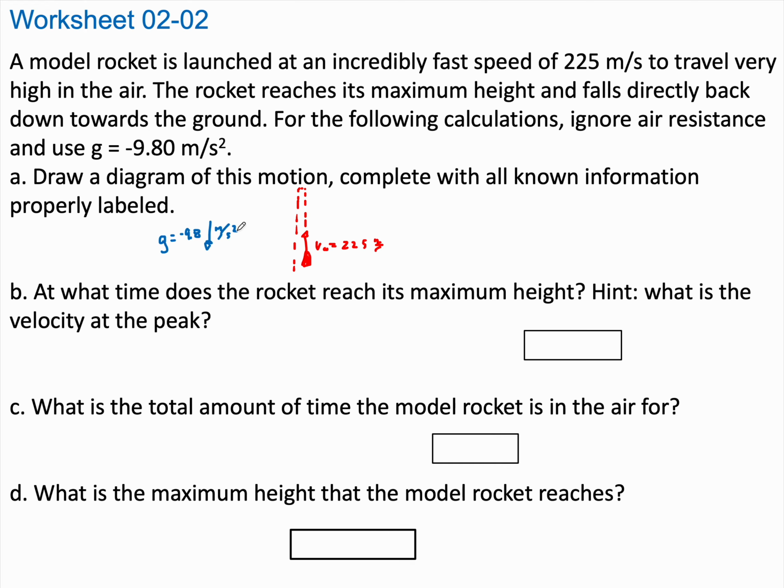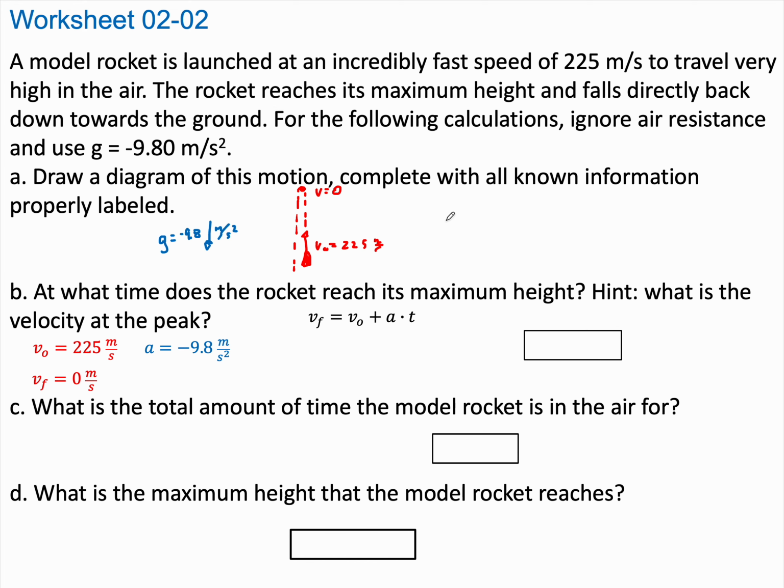All right. At what time does the rocket reach its maximum height? Hint, what's the velocity at the peak? And so let me draw that on there real quick. How fast is it moving when it gets to the very top? Hopefully you recognize it's going to be 0. And so solving this one, we know the initial velocity is 225. The final velocity is that. We know the acceleration, gravity, is -9.8. And we're trying to solve for time.